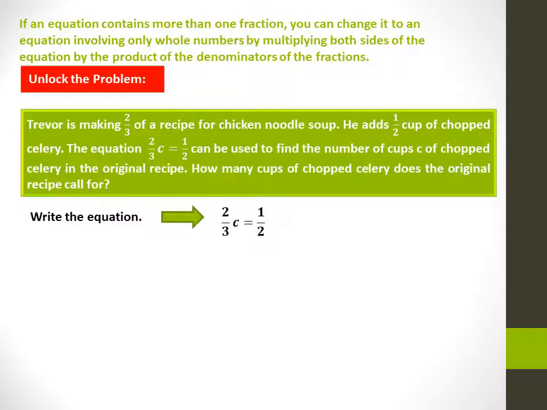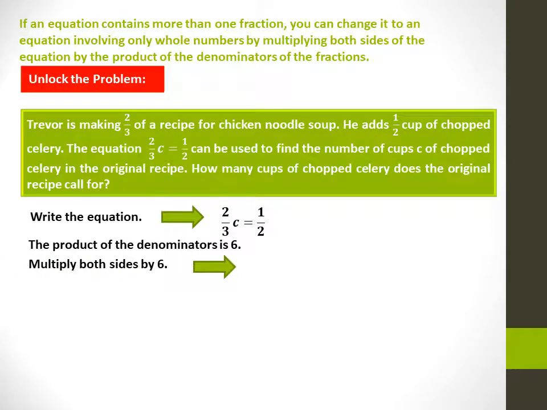Write the equation. 2 over 3 times c equals 1 over 2. The product of the denominators is 6. Multiply both sides by 6. 2 over 3 times c times 6 equals 1 over 2 times 6. Now let's multiply. 6 times 2 is equal to 12 over 3. The answer is 4. So 4c equals 6 over 2, which is equal to 3.